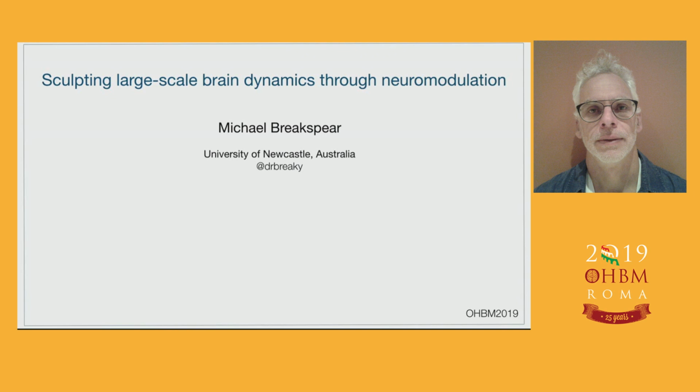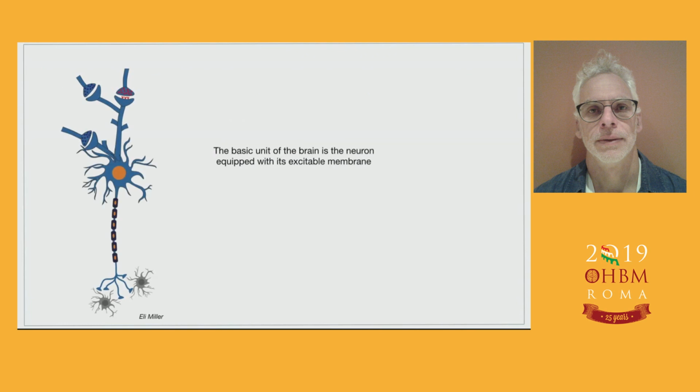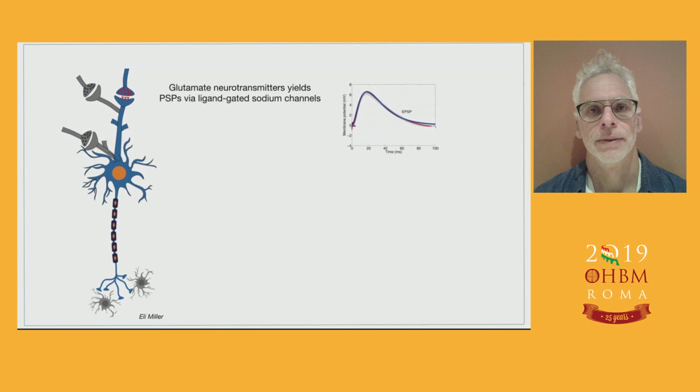large-scale brain dynamics and cognition. So the basic unit of the brain is the neuron. This is an approximation, equipped with its excitable membrane. Glutamate neurotransmitters yield PSPs, postsynaptic potentials, by diffusing across the synapse.